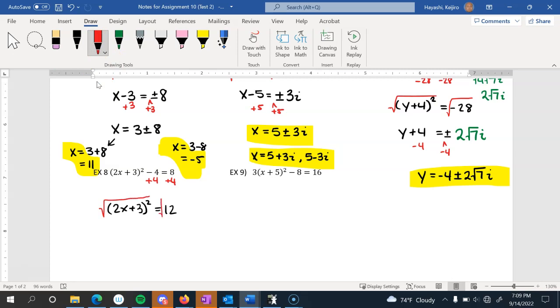We can now take the square root of both sides freely. That'll give us 2x plus 3 just by itself on the left. And the square root of 12, I feel like we did that somewhere. 3 square root of 2? No. 4 and 3 and then... Oh, 2 square root of 3. Right, right. So plus or minus 2 square root of 3.